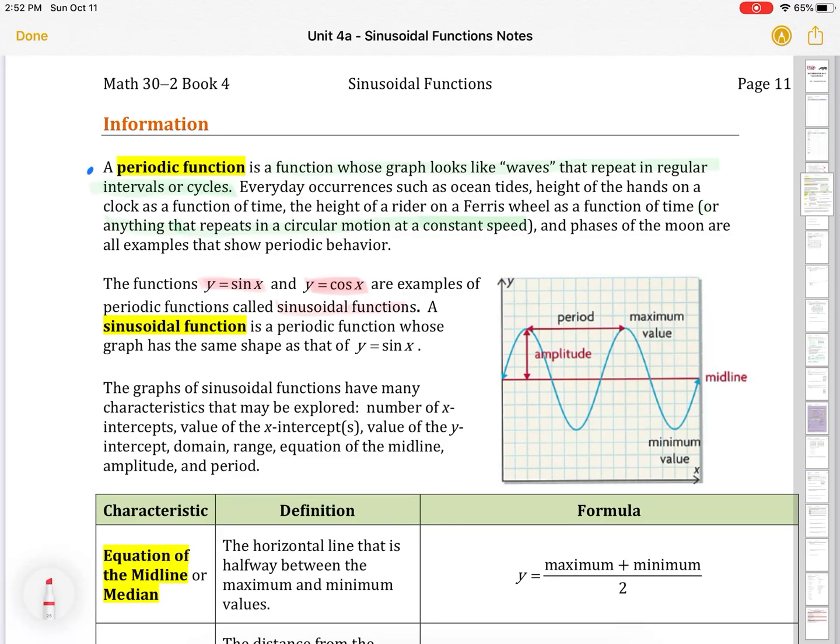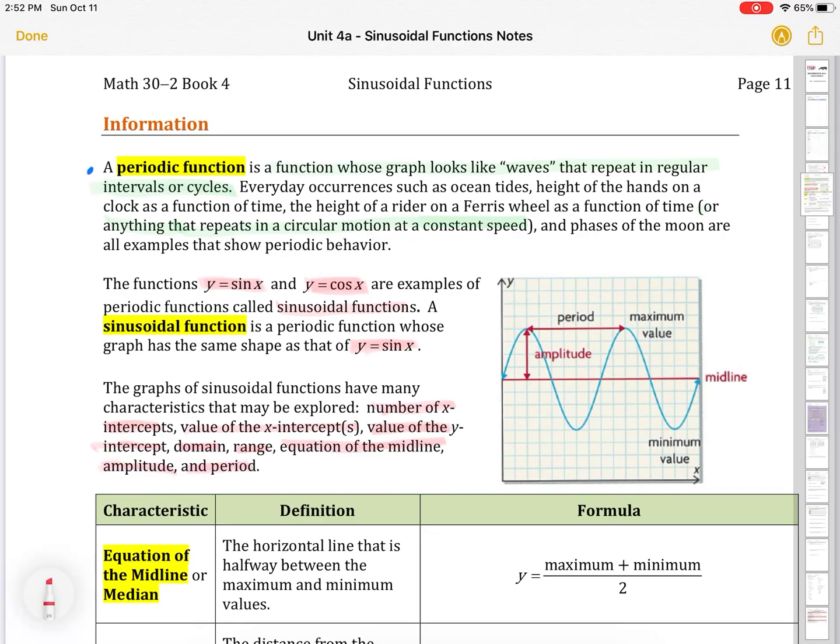Now, a sinusoidal function is a periodic function whose graph has the same shape as y equals sine x. Okay? Graphs of sinusoidal functions have many characteristics that we're going to explore. Things like the number of x-intercepts, the value of the x-intercepts, value of the y-intercepts, domain, range, equation of the midline, amplitude, and period.